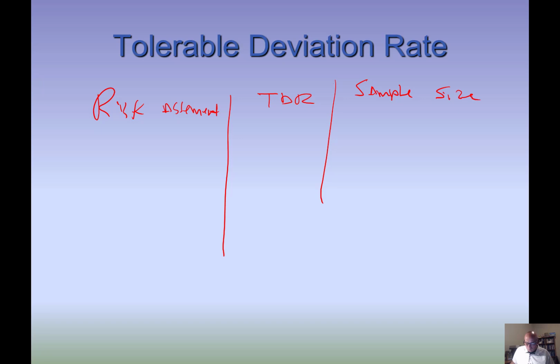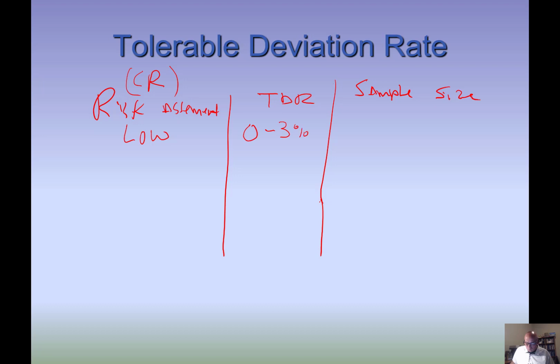Okay, and so we come over, and when we look at the risk assessment, say we've assessed the risk at low. Okay, remember we have to assess the risk of material misstatement. So our control risk, our CR up here, control risk assessment, our control risk assessment is low. What literature will tell you, if that's the case, you're probably in a tolerable deviation rate of 0 to 3%.